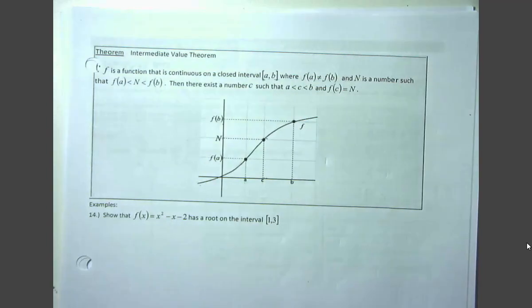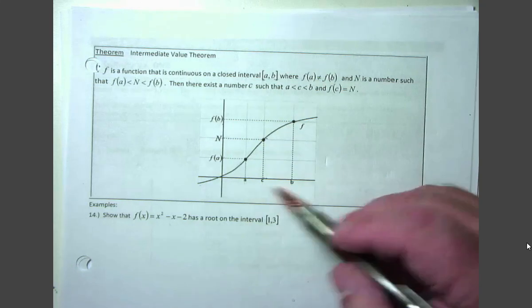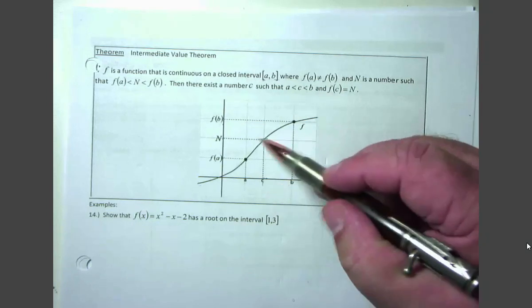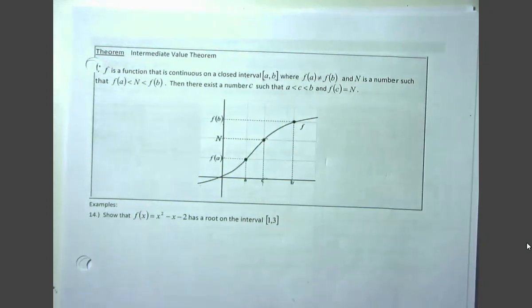That's why this thing is so important. This is called an existence theorem. You are guaranteed there's going to exist at least one C. There may be more, but they're guaranteed to exist at least one C, such that C is between A and B, and most important, f of C would actually be equal to the number that you made up, f equal to N. F of C equals N.